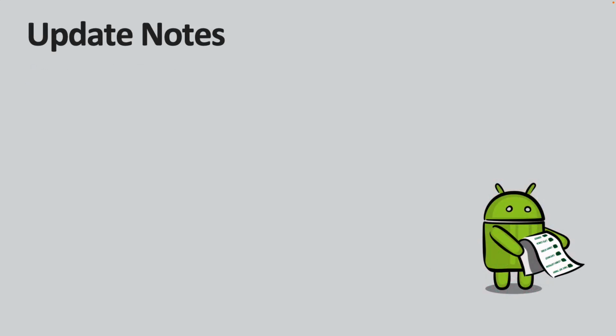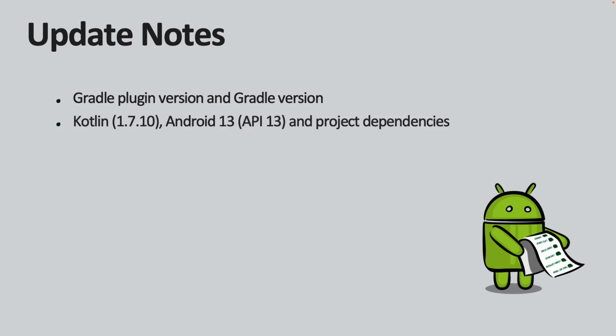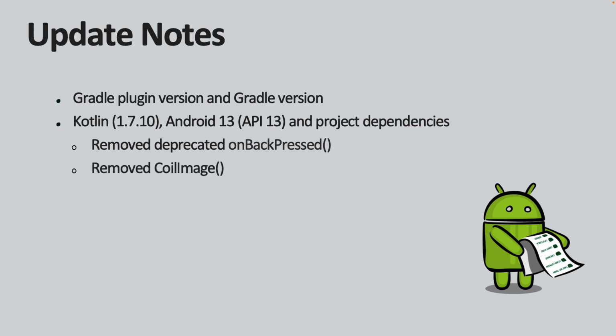You would find updates in the downloadable course materials, such as updates in the Gradle plugin and Gradle version, so you won't face any build errors while importing the starter project or any other episode's project in your latest Android Studio. Use the latest Kotlin and Android versions, and of course the latest project dependencies. And due to this update, you will find teeny tiny changes in the project's source code. For example, replace the deprecated code such as the onBackPressed function with the new one. Replace the Coil image composable function with its alternative. And of course, many more.